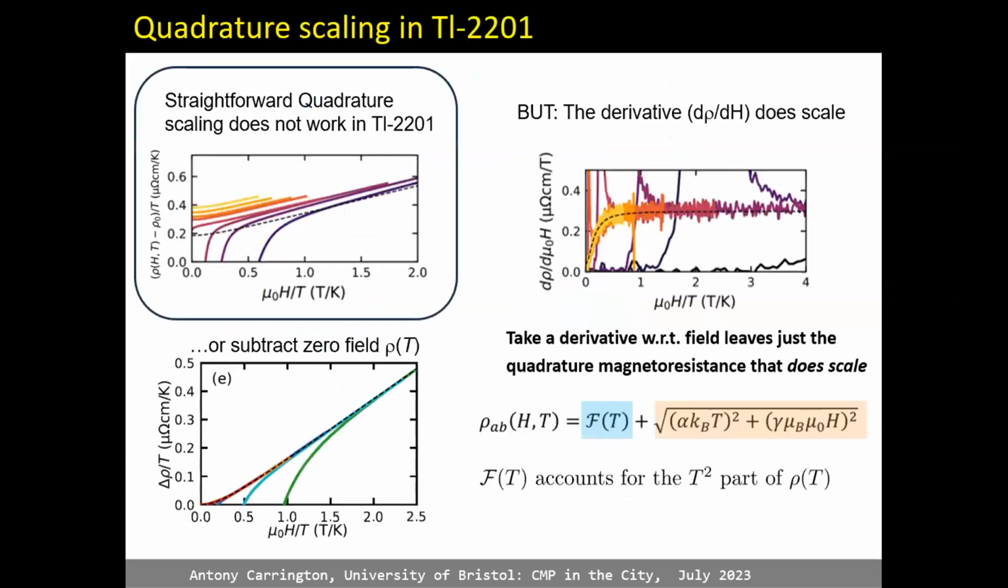We can do a similar thing for the thallium case, but in this case, we need to take the derivative of the magnetoresistance, and then this does scale like H over T. By taking the derivative, you're effectively removing the T squared component from the resistivity. So the linear part of the resistivity seems to scale, whereas the T squared component doesn't.